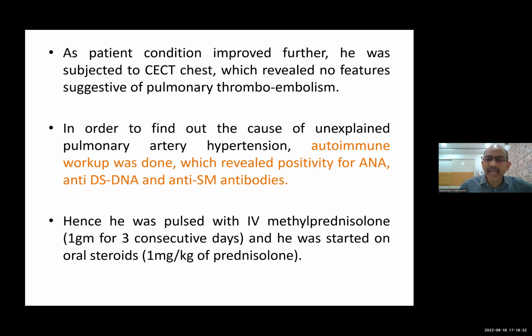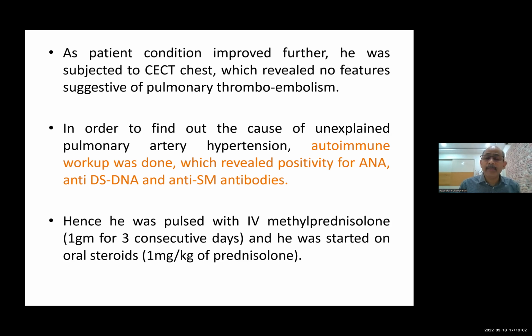Subsequently, we had asked for an autoimmune workup, which came back strongly positive for ANA, anti-dsDNA, and anti-Smith antibodies. So to conclude, this patient had autoimmune multi-organ involvement, probably going on for several months before he presented to us, but came to us with advanced heart failure, renal failure, and also multiple other organ involvement, including liver involvement.